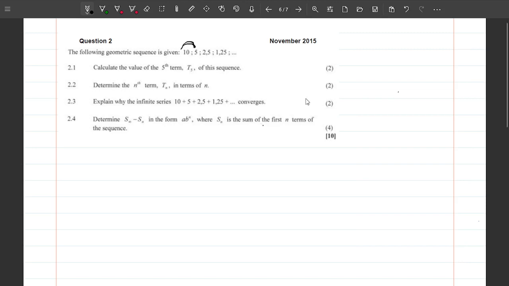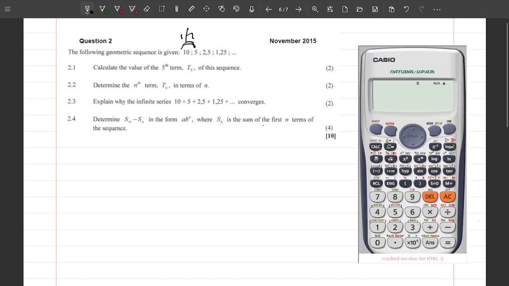So this 1 over 2 that we just found, this is what we're going to use to find the fifth term. So this is term 1, term 2, term 3, term 4, and then term 5 is after that. So all I'm doing is dividing by a half each time. It's actually getting smaller and smaller. So I'm going to take the 1,25 and divide it by a half.